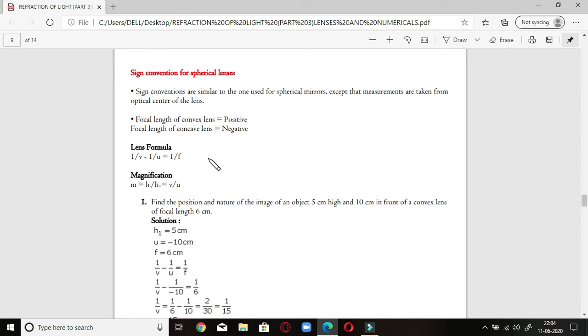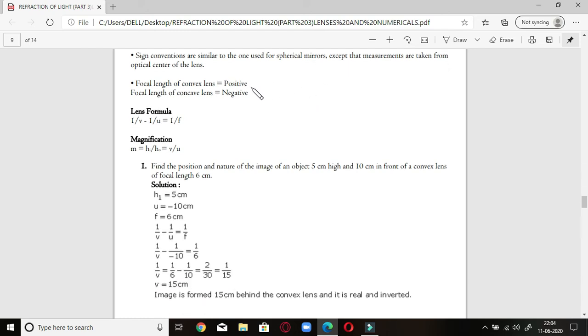Sign convention is similar to that of spherical mirrors, as we have discussed in earlier videos. All distances on the left-hand side will be considered negative, and all on the right-hand side will be positive. Above the axis will be positive, below the axis will be negative. So the focal length of a convex lens is positive, whereas the focal length of a concave lens is negative.